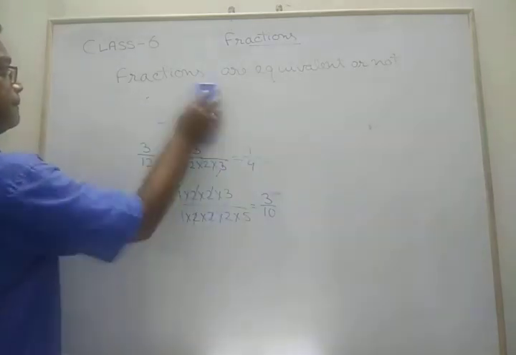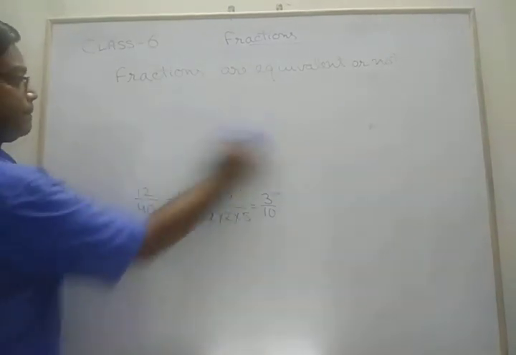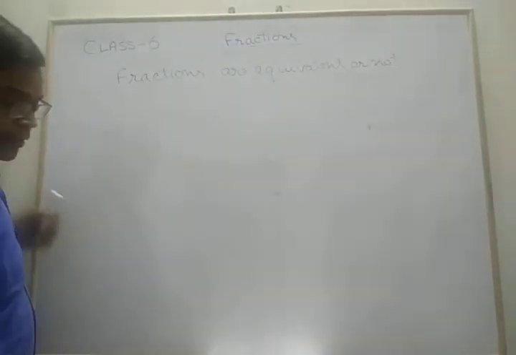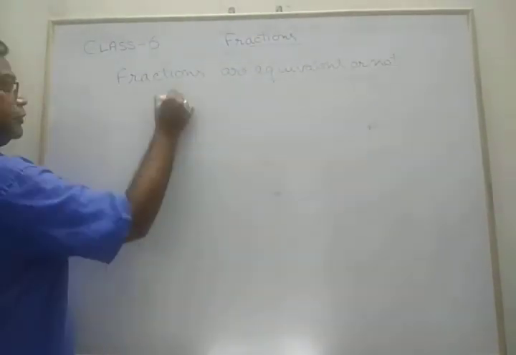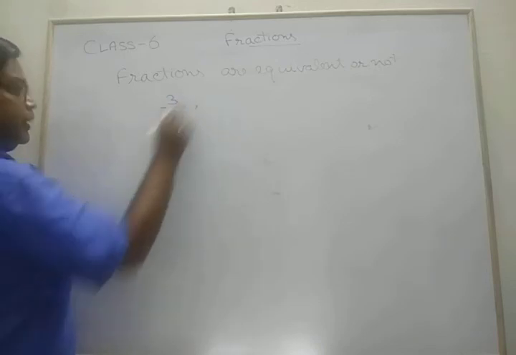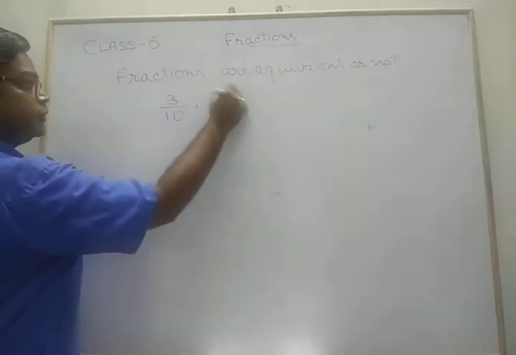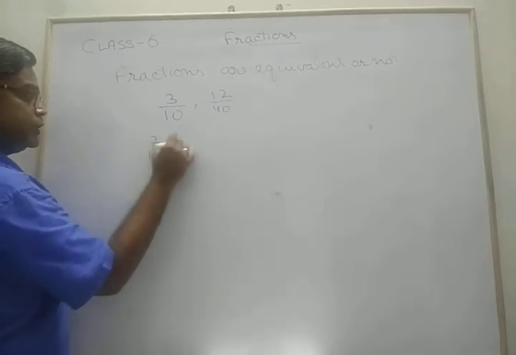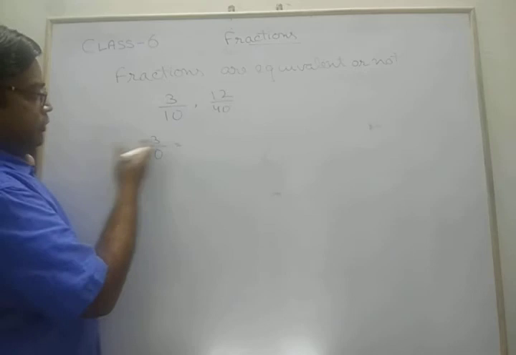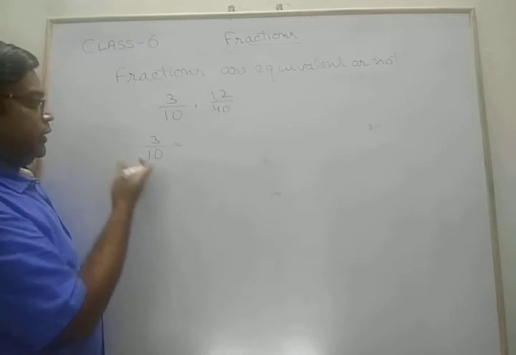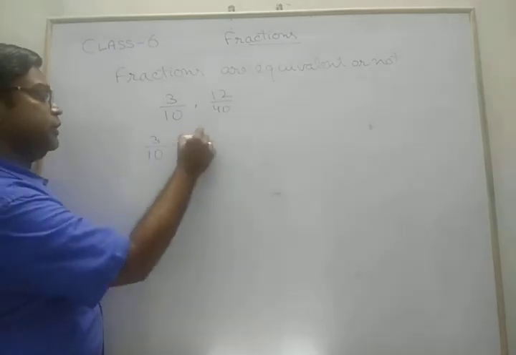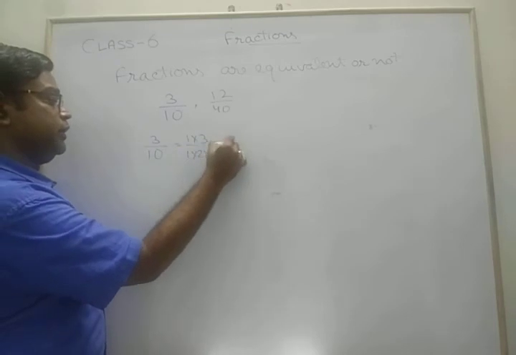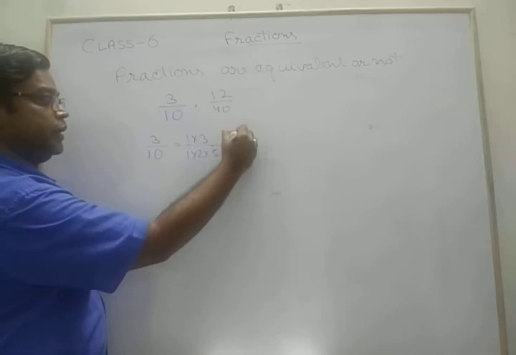Now if I pick another question from your book, 3 upon 10 and 12 upon 40, we are going to simplify. Does 3 upon 10 have a common factor? No. It is easily visible that there is no common factor between numerator and denominator, so we can write it as it is.